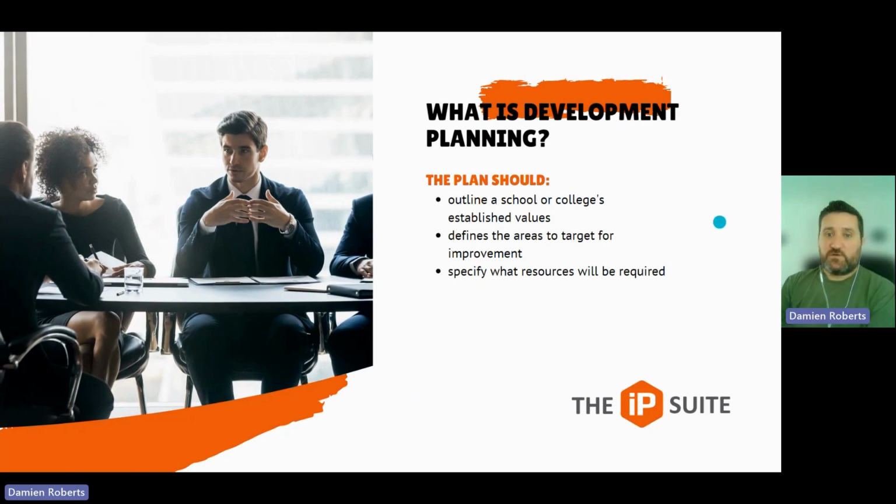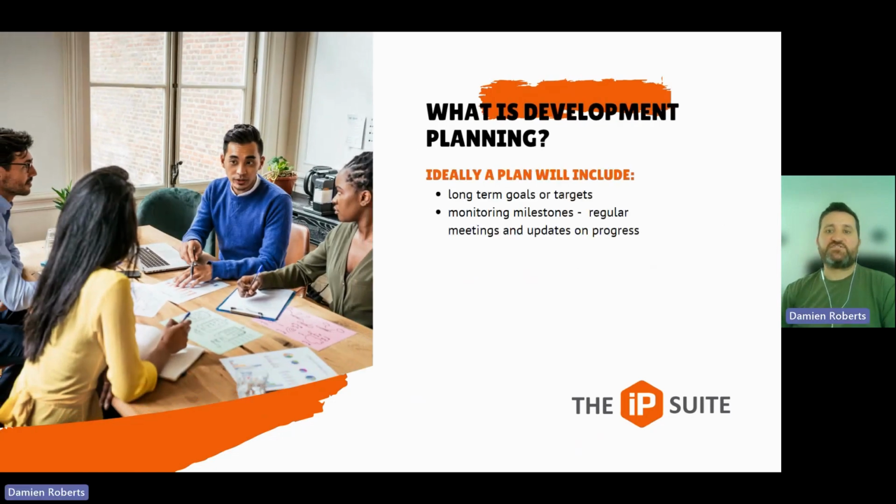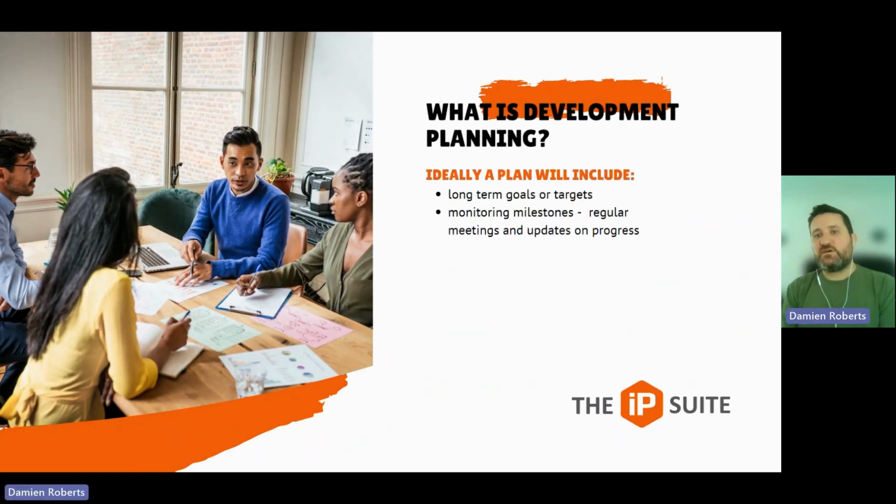But what should the plan do? Well, it should outline the establishment's values and define the key areas to target for improvement. It should outline the resourcing too, in terms of who is going to do what and by when. And the plan should include long-term goals or targets in addition to monitoring milestones to check for updates on progress and to make sure that activities are on track.